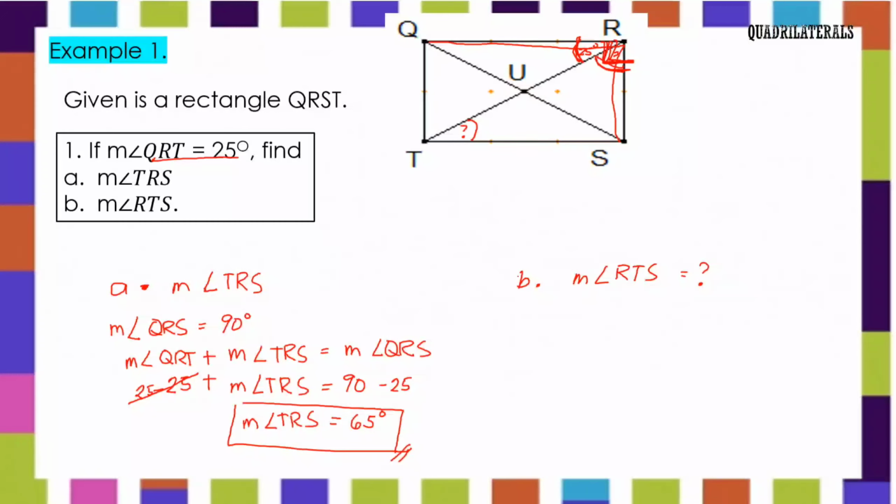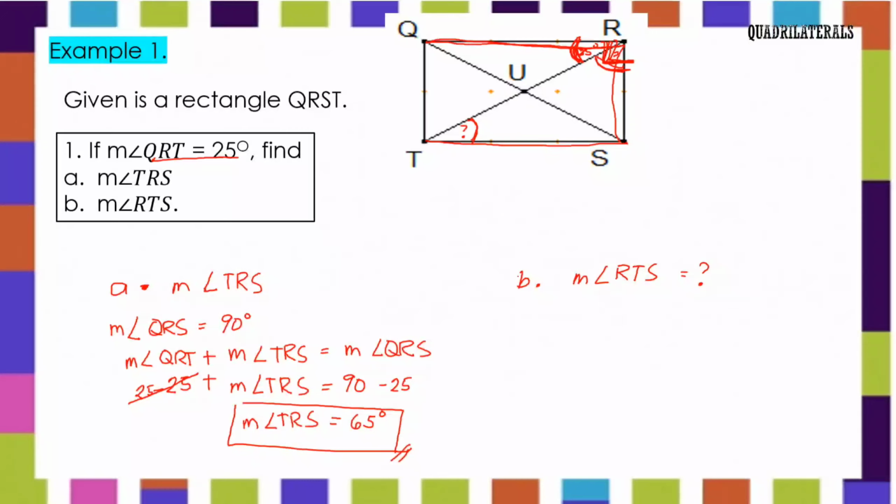Nasaan yun? We have R, T, and S. So, ang given lang natin is that QRT is 25 degrees. Kung papansinin natin, this is a parallelogram. And we all know that in a parallelogram, opposite sides are parallel. Okay? And alam naman natin that if parallel lines is cut by a transversal, itong diagonal natin na to, the alternate interior angles are congruent.